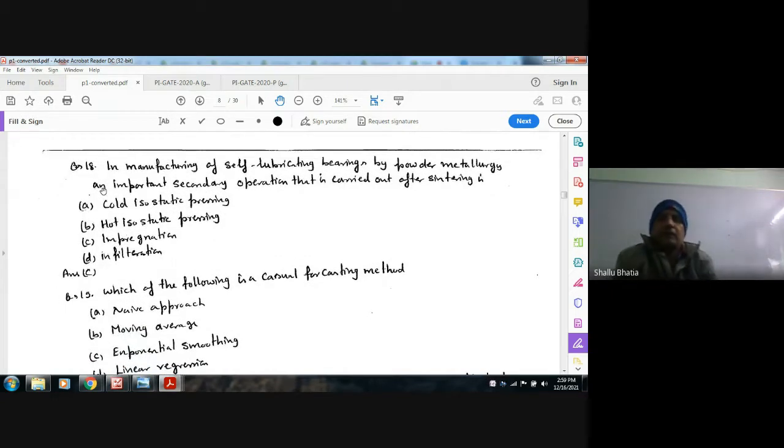Next, in manufacturing of self-lubricating bearing by powder metallurgy, an important secondary operation that is carried out after sintering is: A. Cold isostatic pressing, B. Hot isostatic pressing, C.